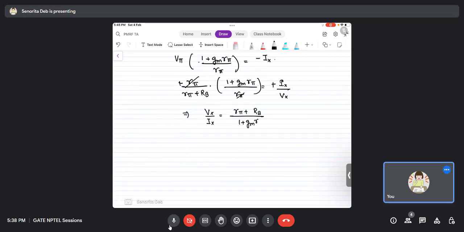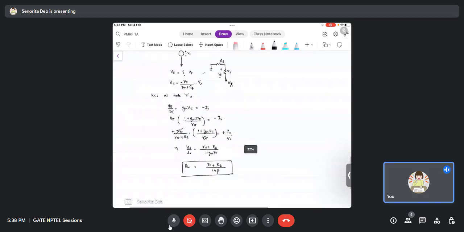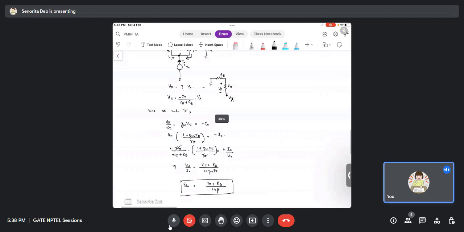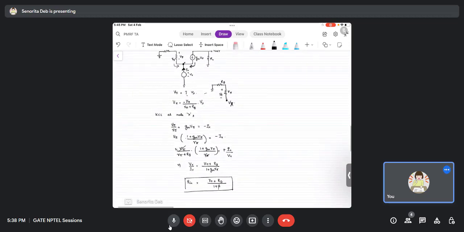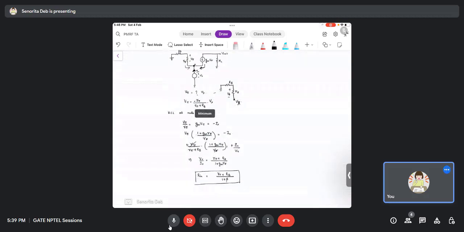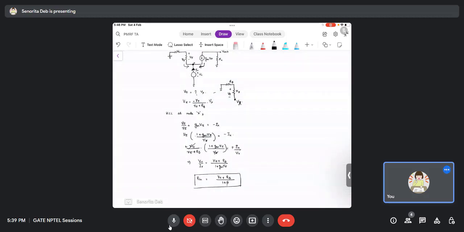Now Gm R pi is nothing but beta. So Vx upon Ix, which is Rin, is nothing but equal to R pi plus RB by 1 plus beta. Please have a look. This is an important result. From here gate questions can be asked. Okay. And you did not do all the solution for that. Since you now know the result, you will be able to directly solve it and we will see how we do that. Okay. So please go through the solution once and then I will show you.